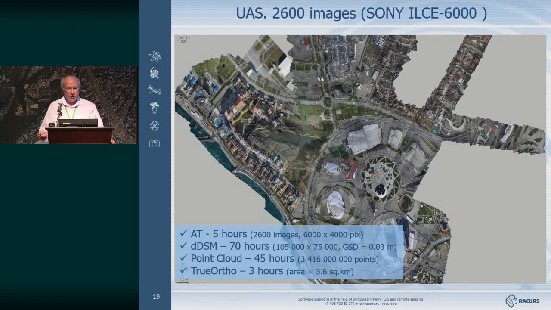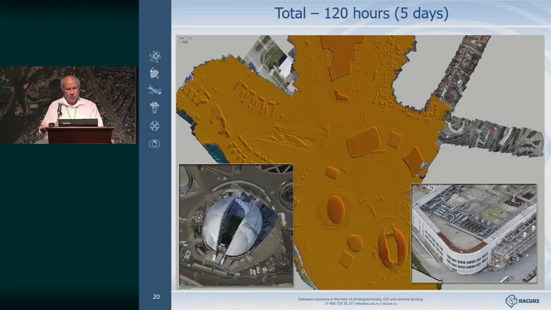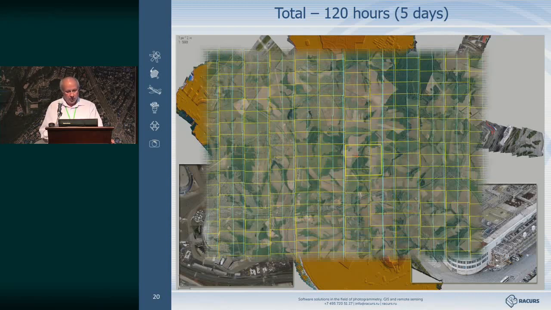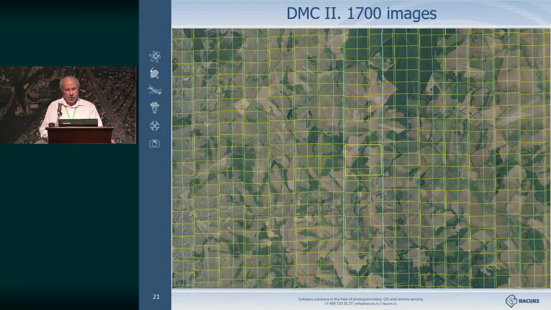Now we have a lot of smaller images, 2600 of those from UAS, SONY ILCE-6000. Again, 85 hours, ADSM 70 hours, point cloud. Where we have 3.5 billion points, it took 45 hours, and true ortho and negligible 3 hours. In total, 120 hours of processing time, or 5 days.